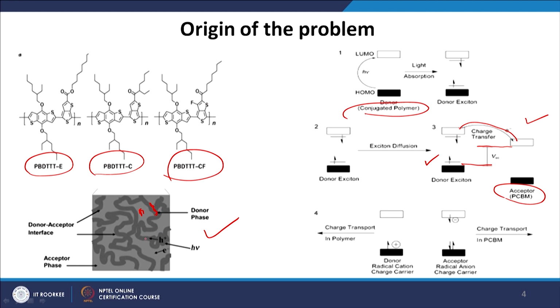The donor and acceptor are both distinctly phase separated. We can see clearly the donor phase and the acceptor phase, and this also forms a phase separated bicontinuous percolated network. That means not only is there phase separation, the phase separation is bicontinuous. I have donor phase, acceptor phase, then again donor phase, then acceptor, donor, acceptor. So, it is a bicontinuous separation, and the charge carriers can travel using this network. That is why this is called a phase separated bicontinuous and percolated network.